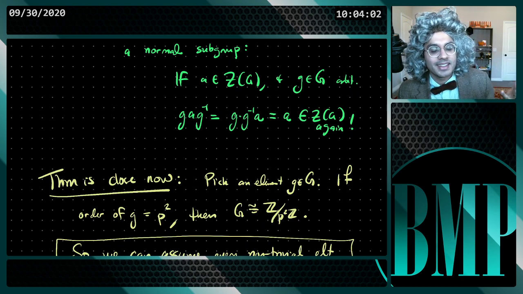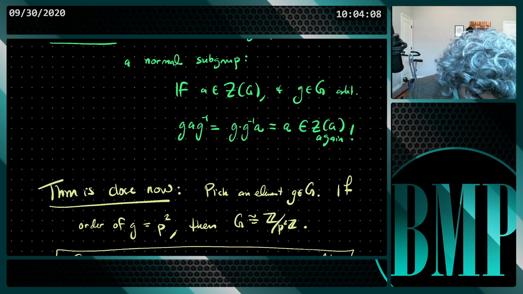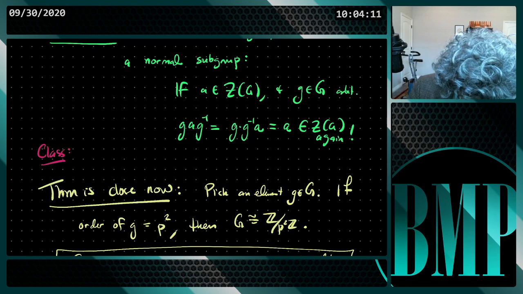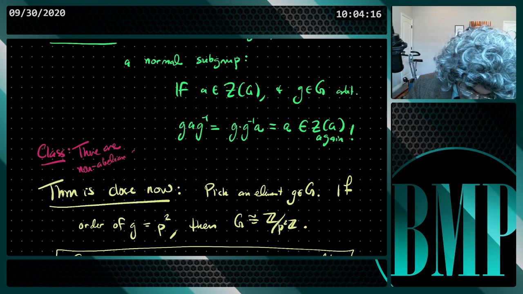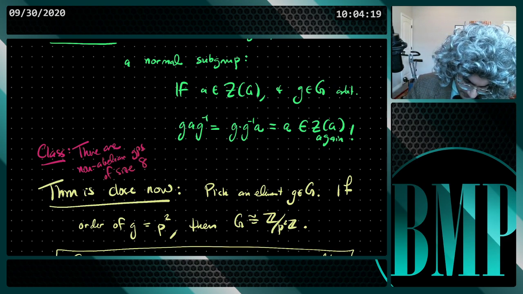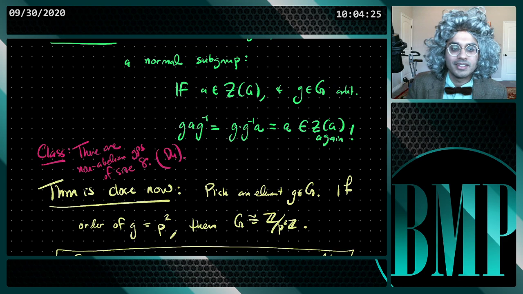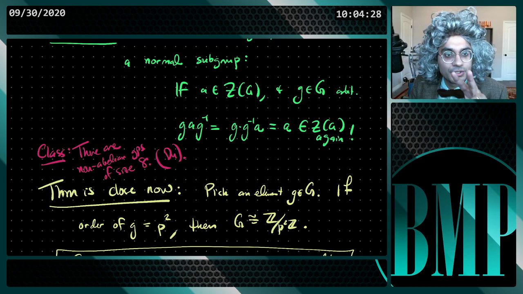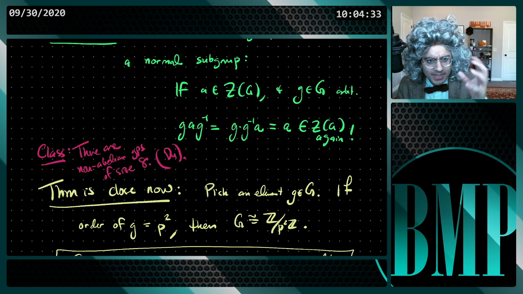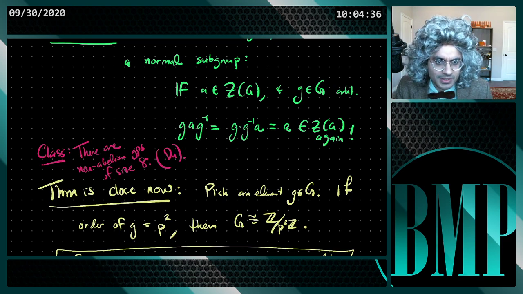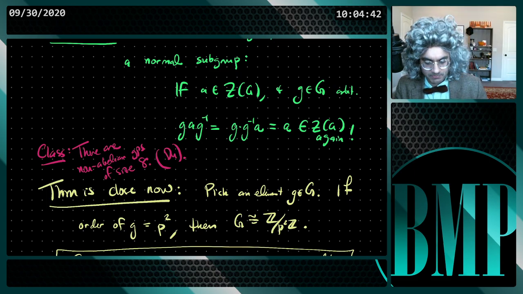Class, you know that there are non-abelian groups of size 8. So remember, class. There are non-abelian groups of size 8, like D4, for example, and the quaternion group. Well, no, just those 2, right? Yeah, just those 2. Okay? So there's a fundamental hiccup to trying to extend this to groups of size P cubed.